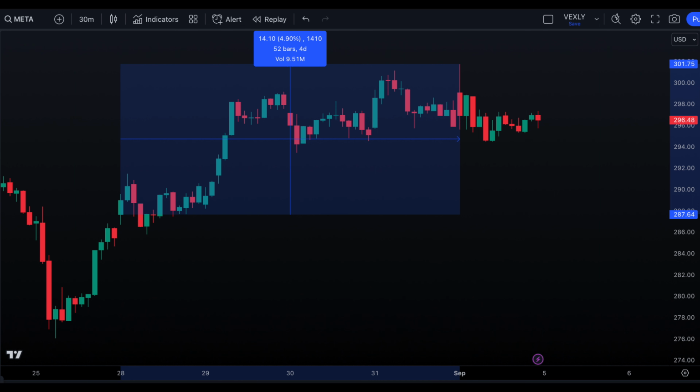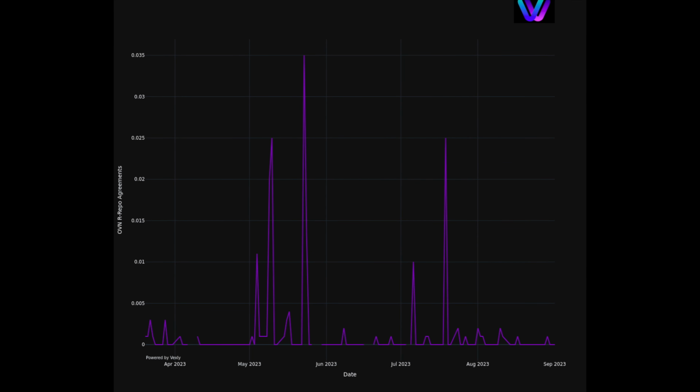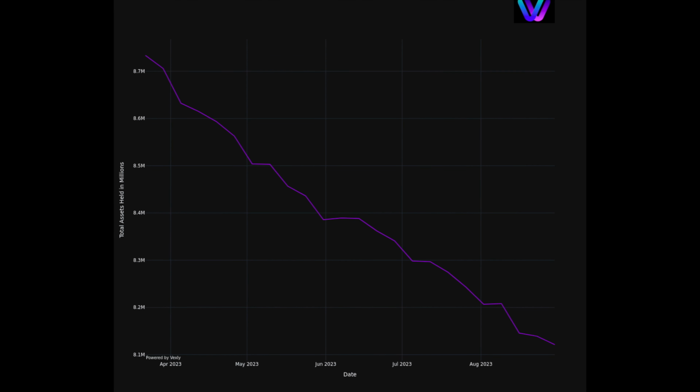Now let's review our Fed and liquidity recap from last week. Starting off, we have CB swap lines that have continued to flatten over the last couple of weeks, along with overnight repo auctions, where we also haven't seen anything new worth reporting. Lastly, we have the Fed's balance sheet, which is continuing its planned drawdown. All things considered, we are still seeing poor conditions for liquidity, and will need to see one of these metrics change trend for a clear picture higher.